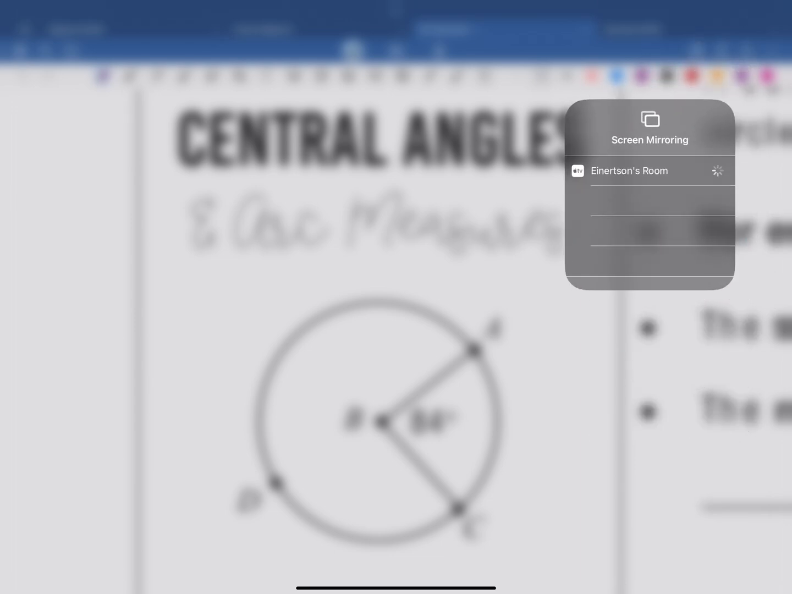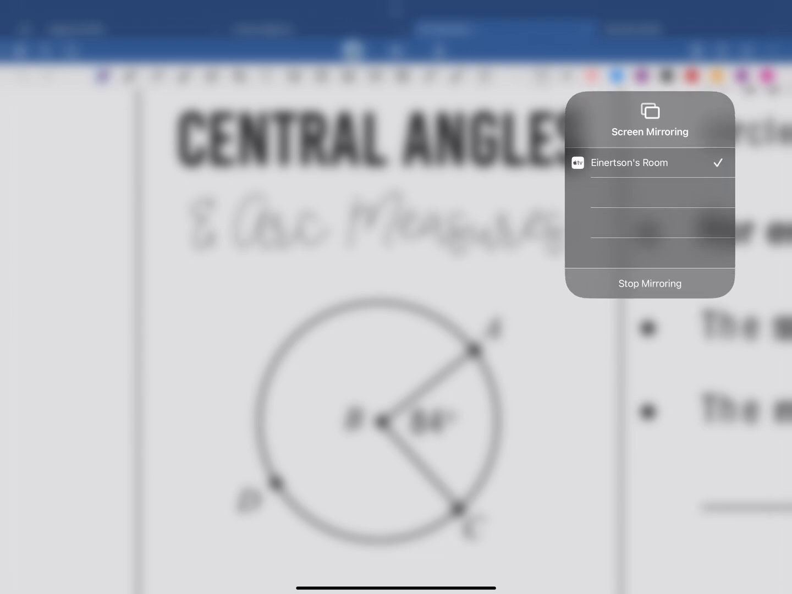I'll get it back up there in a second. Sorry about this. It decided to freeze for some reason.